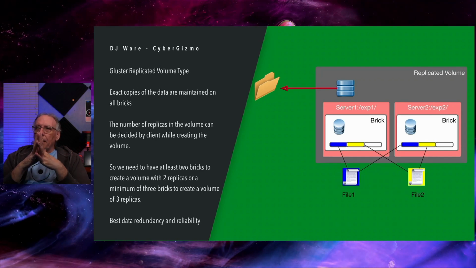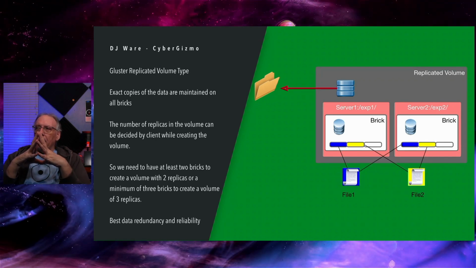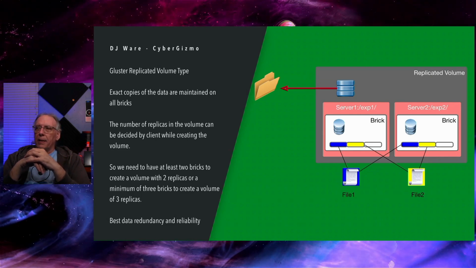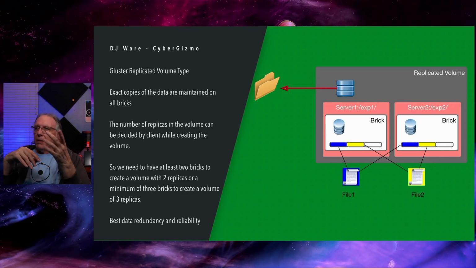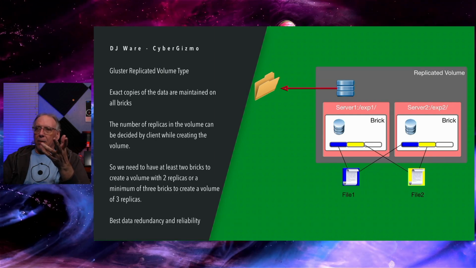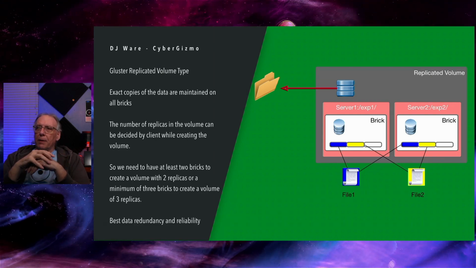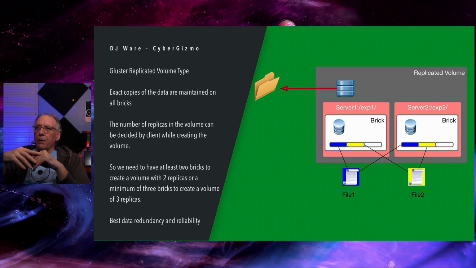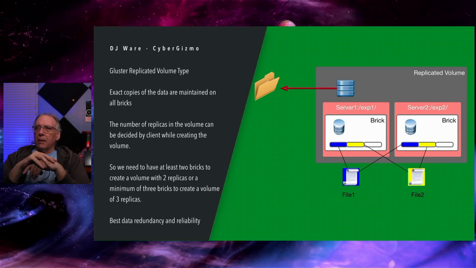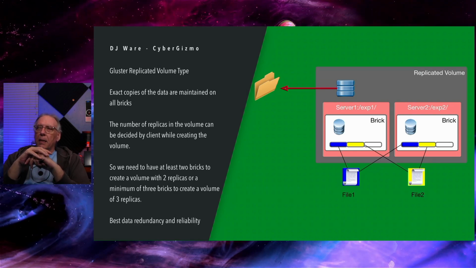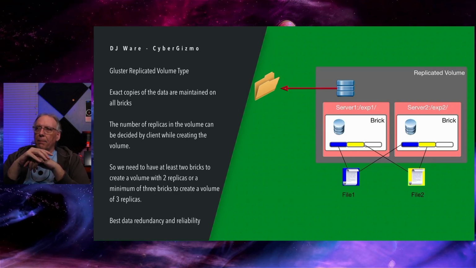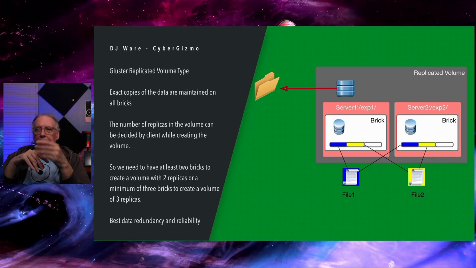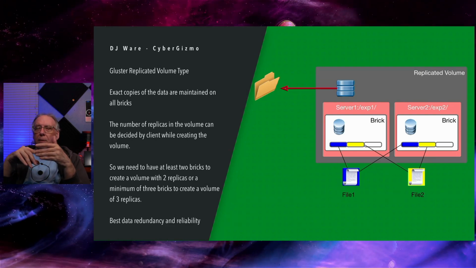The other type is replicated volumes. Replicated volumes maintain exact copies of the data. So file one is going to be stored on server one and server two if you set it up as your replica equal to two. And then same with file 2, it's going to be stored in both places. So you're basically duplicating data in this particular management scheme. But there is a benefit to doing that, of course.